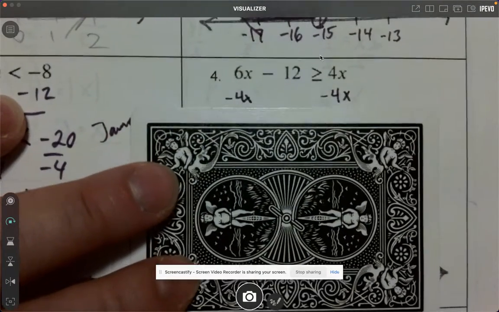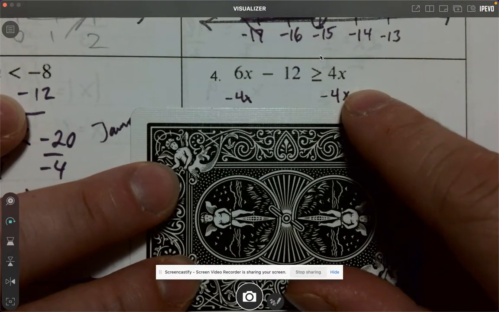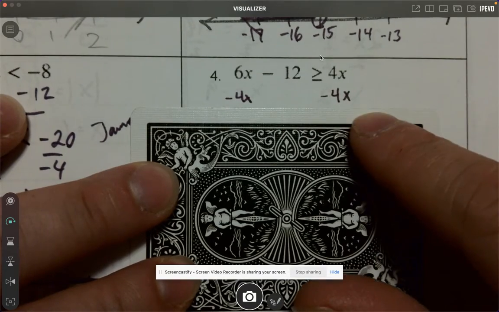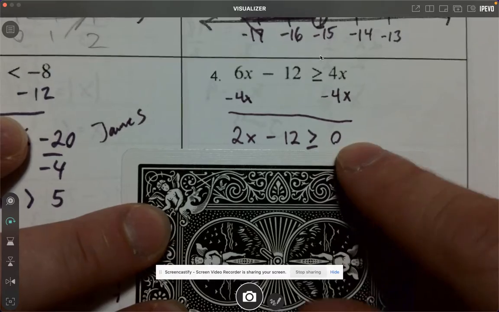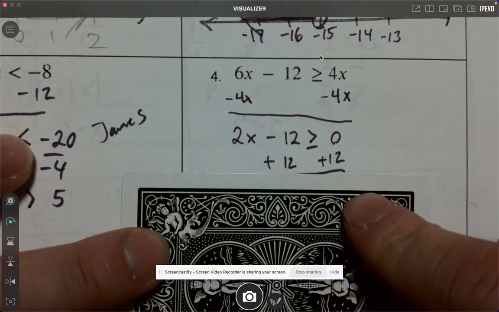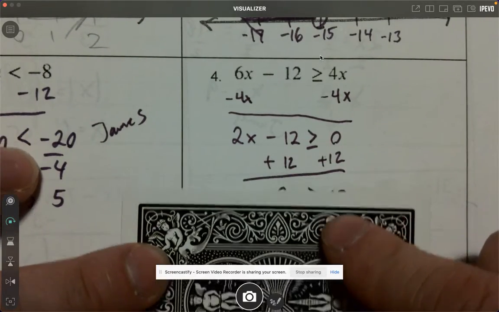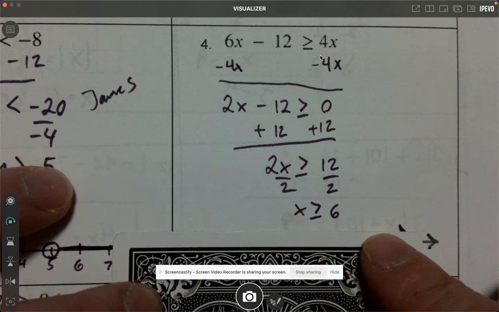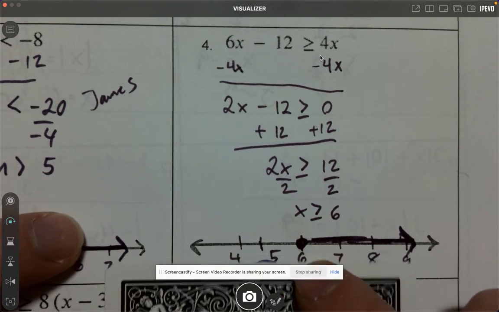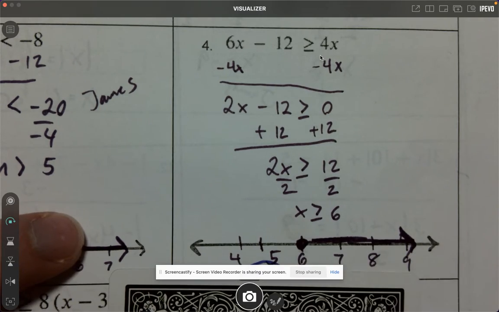Number four is the first one that you see a closed dot. So I subtract 4x from both sides because that's the smaller term. You could have subtracted 6x from both sides. You just would have gotten a -2 on this side. So then you're left with 0 here, but then you add 12 and then you divide by 2 and you get x is greater than or equal to 6. So again, closed dot because 6 is part of the solution, shaded to the right.